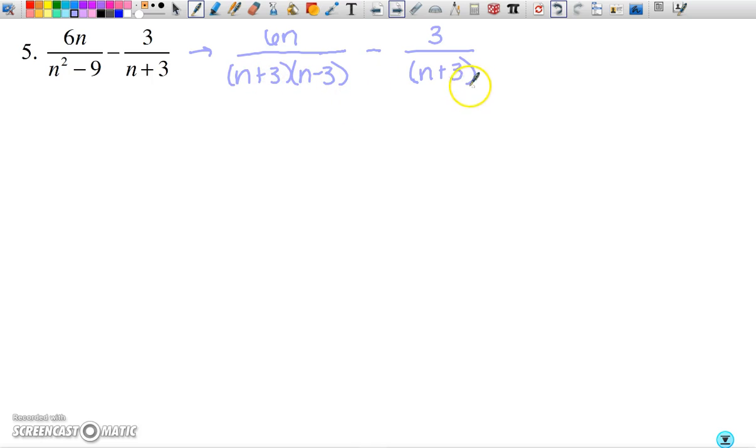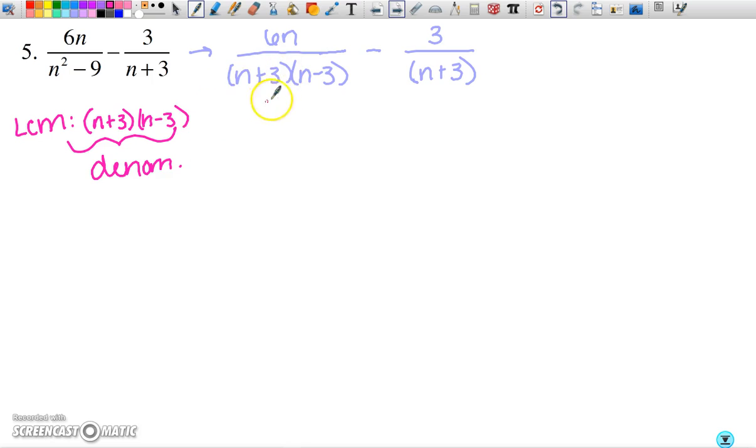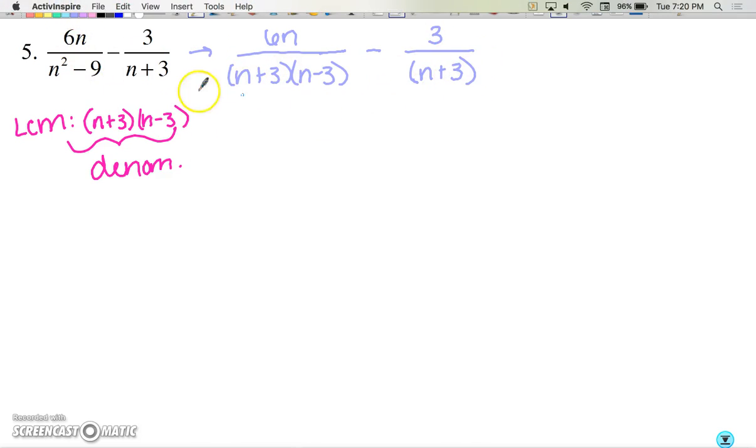So basically, if we're looking at our denominators, all that needs to happen is this fraction right here needs an n minus 3. So we just take one piece of everything, right? So n plus 3, n minus 3. And remember that this is what you want your denominator to be. So this one is good to go. It already has everything we need. This one does not. So we need to make that happen.